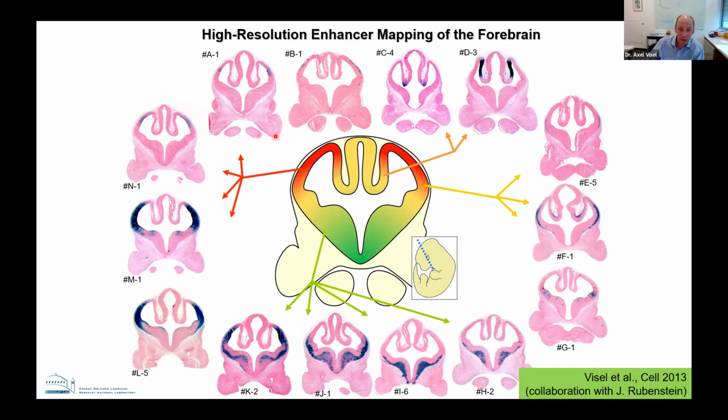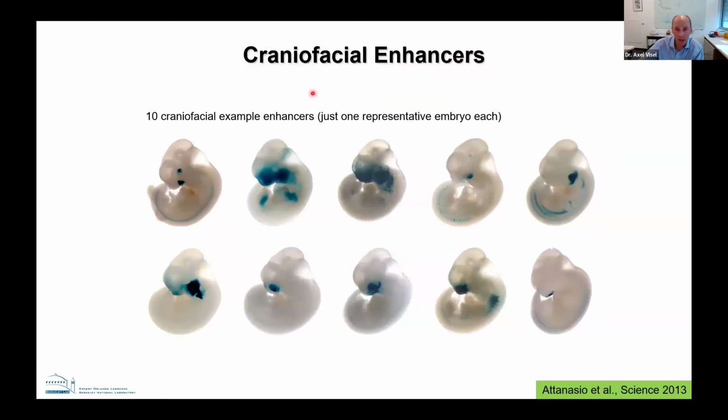Here's a third example of a study. So these are craniofacial enhancers. And this is a study that was led in our lab by Katja Atanasio, who I think I saw on the participant list. So hi, Katja. So Katja looked at the craniofacial enhancers, again using ChIP-seq from craniofacial tissues in the developing mouse embryo, and then mapping them using transgenics. And what you can probably appreciate even from this low resolution whole mount image is that they drive, again, expression in very different parts of the developing face.